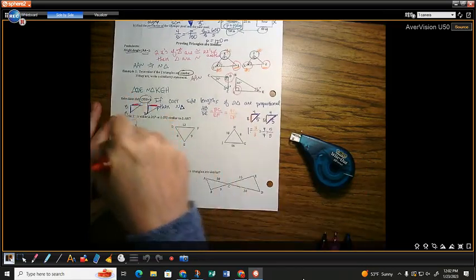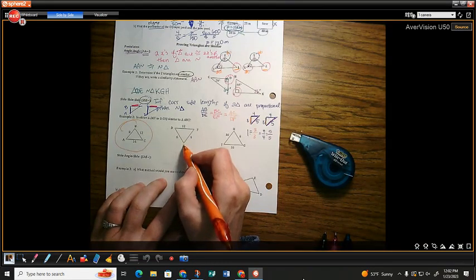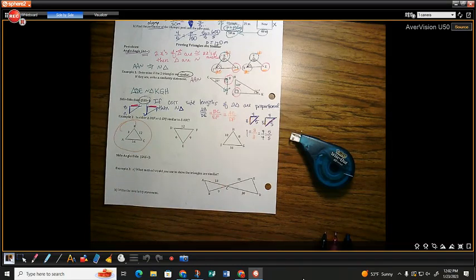I'm going to give you triangle ABC. There it is. Is DEF similar to ABC? Right. Check. How do you check?